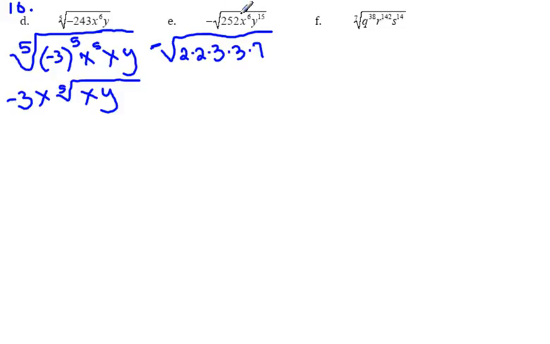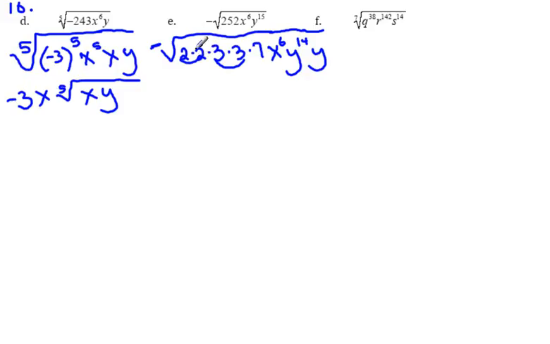X to the sixth is okay because I'm taking the square root, and 6 is a multiple of 2, so that's x to the sixth. And y to the 15th, since 15 is not a multiple of 2, I want to rewrite that as y to the 14th, y. That adds up to 15, and 14 is a multiple of 2. So now remember, on the numbers, we're looking for 2 identical factors. I have 2 identical factors here and 2 identical factors there. So that means this is 4 and this is 9.